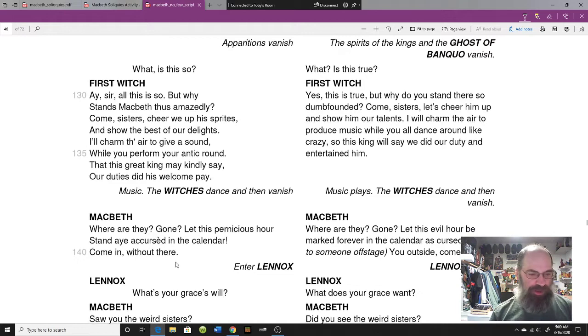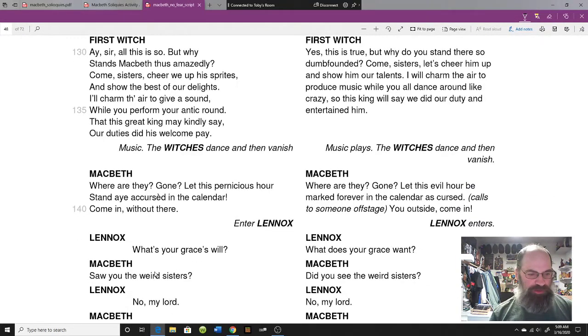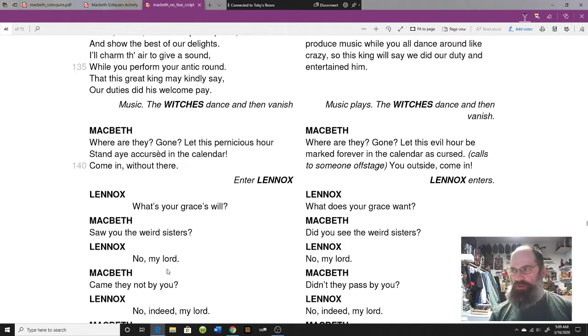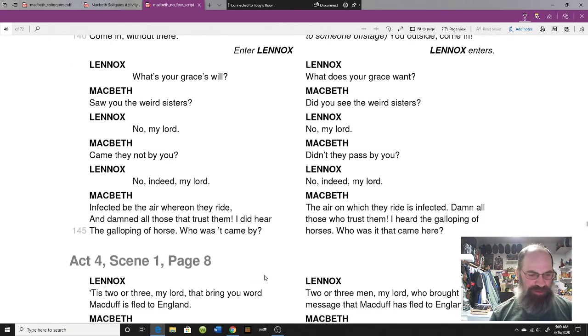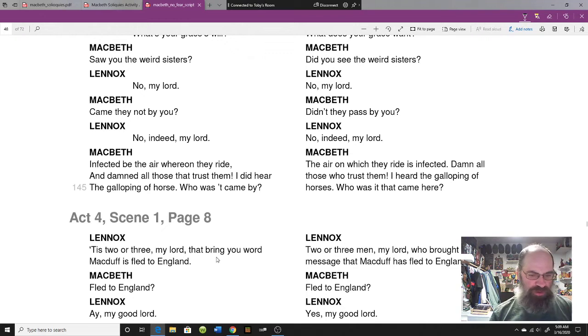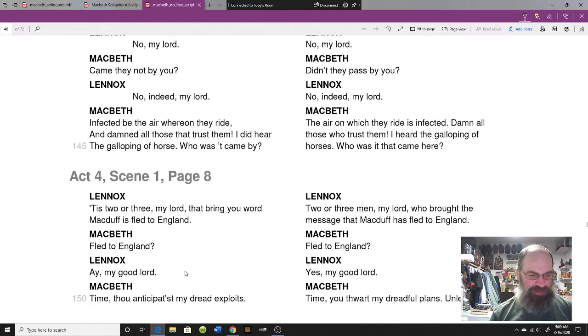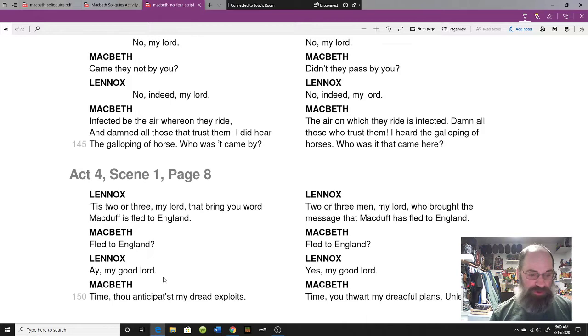All right, so Lennox shows up. What's your grace's will? Saw you the weird sisters? No, my lord, I don't see anybody. Came they not by you? No, indeed, my lord. Infected be the air whereon they ride, and damned all those that trust them. I did hear the galloping of horse. Who was it came by? 'Tis two or three, my lord, that bring you word: Macduff is fled to England. Fled to England? Ay, my good lord. Time, thou anticipatest my dread exploits.